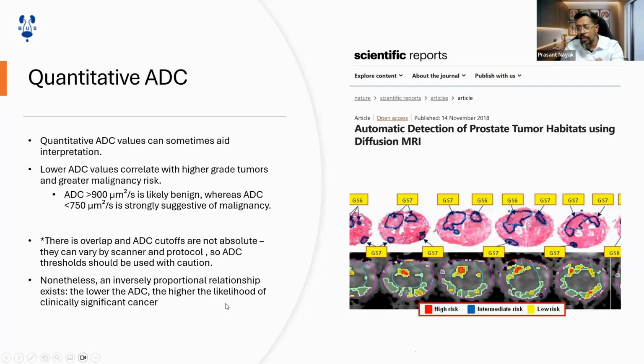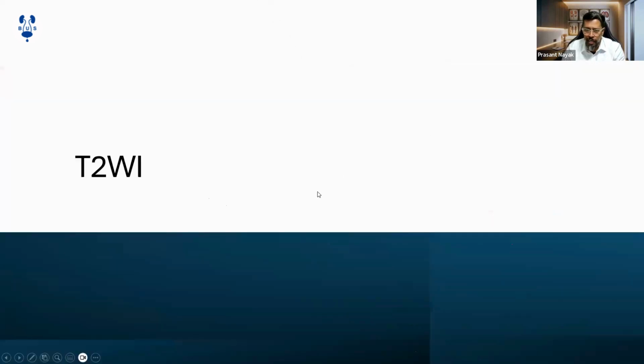Also, if this value is much lower, there is a higher chance of it being more clinically significant. So there is a higher chance of a grade group 4 or grade group 5 lesion having a much lower ADC value. So there is some attempt to do a histological correlation between lower ADC values and higher Gleason grade group numbers. That has been attempted, right?